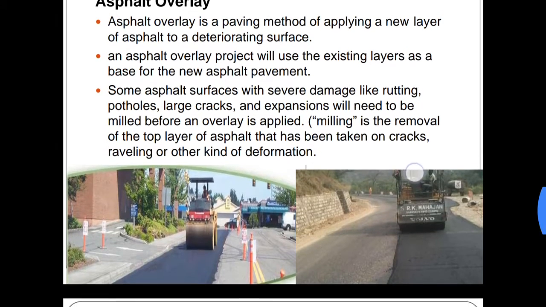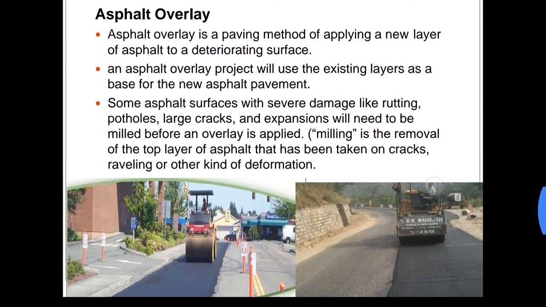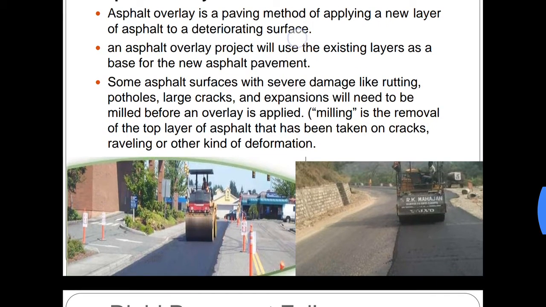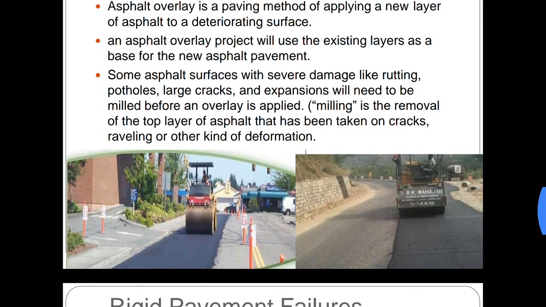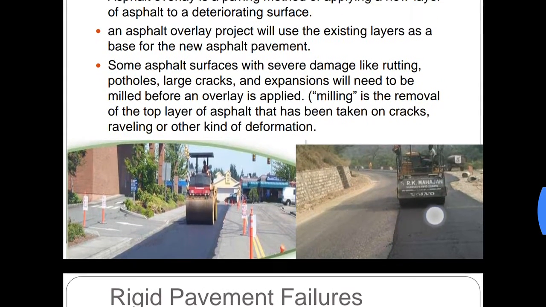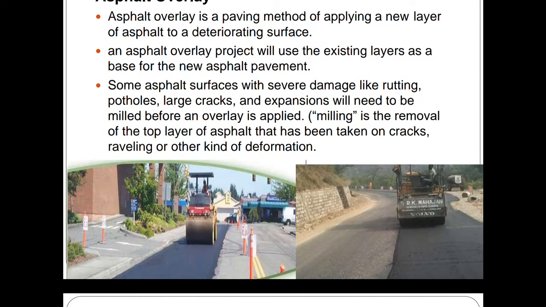Or we have an asphalt overlay. We could just provide an overlay on top of the surface using asphalt. Asphalt is an impure form of bitumen. Asphalt overlay is a paving method of applying a new layer of asphalt to the deteriorating surface. An asphalt overlay project will use the existing layers as a base for the new asphalt pavement. So whatever the existing surface is, we consider that as a base course, and then on top of it we just provide an overlay.